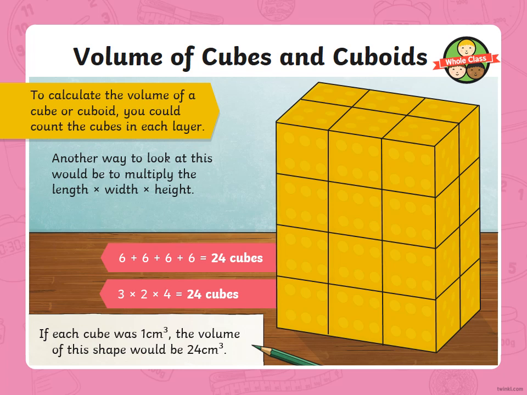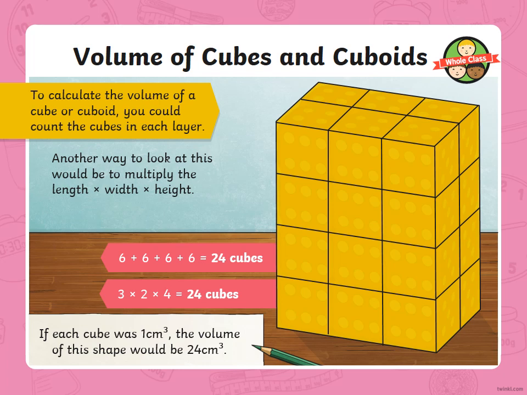We know that we can rearrange those numbers as well, and we'll still get the same answer, okay? Because we know that multiplication is commutative. It doesn't matter which way around our numbers are, we're still going to get the same answer. So length times width times height gives you the volume. If each cube was 1 centimeter cubed, the volume of this shape would be 24 centimeters cubed.